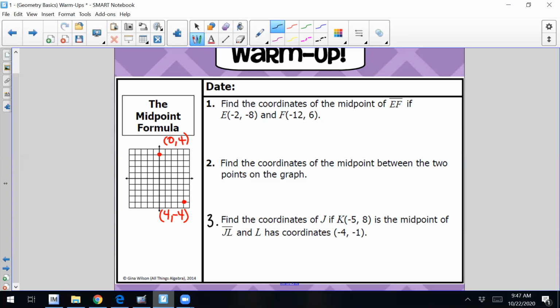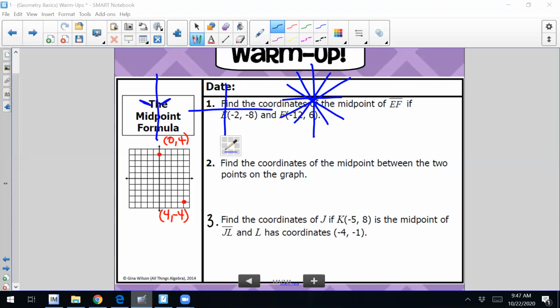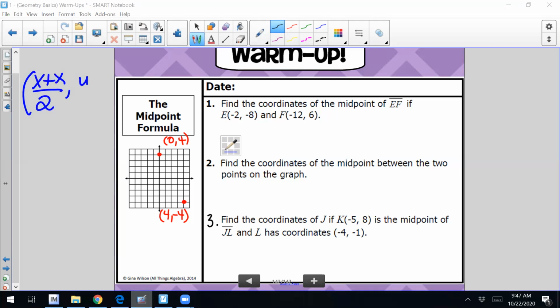All right, okay, so we are using the midpoint formula. What is the midpoint formula? Anybody? Add the x's, divide by 2. Add the y's, divide by 2.